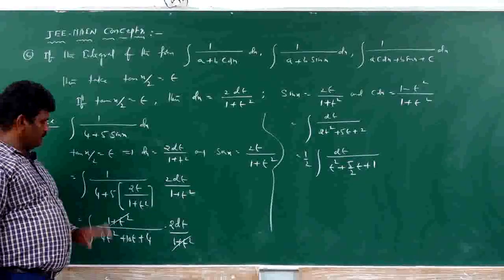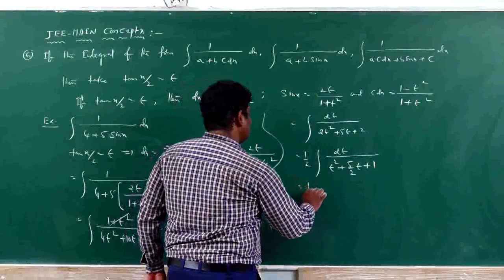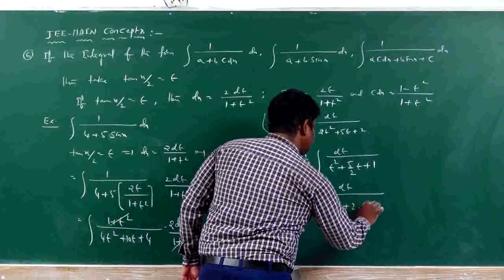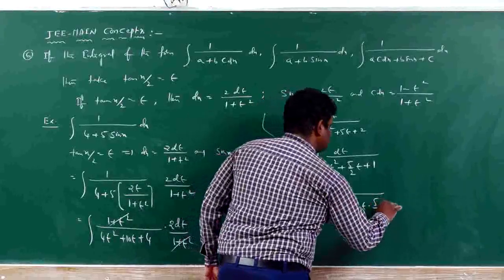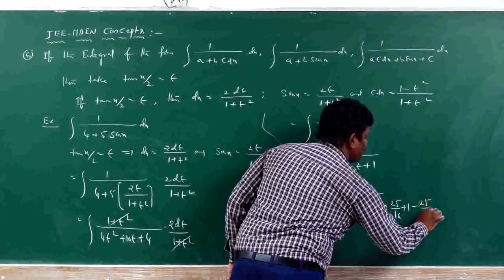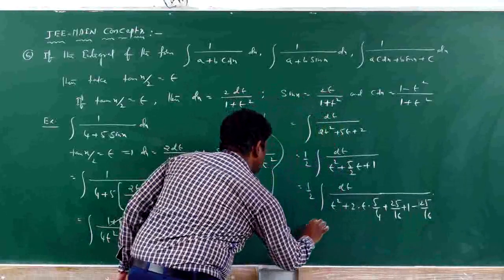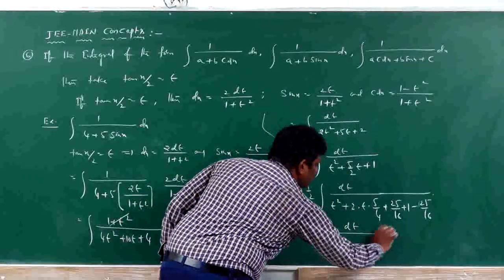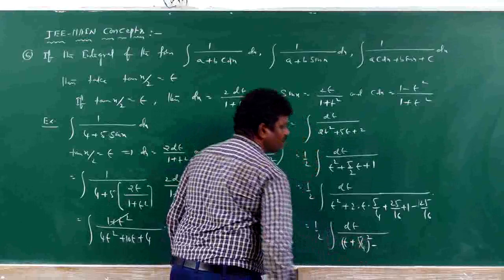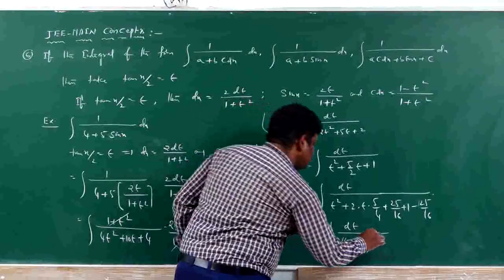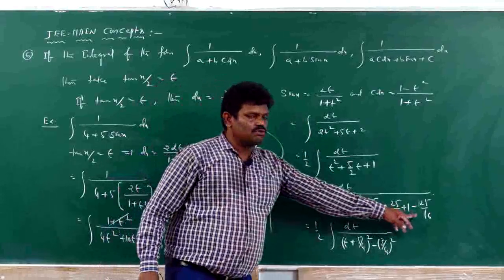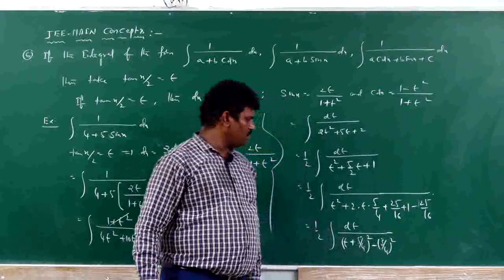So 4t square plus 10t, right. Next, writing this value, it is equal to 1 by 2 integral dt by t square plus 2 into t into 5 by 4 plus 25 by 16 plus 1 minus 25 by 16. That is equal to 1 by 2 integral dt by (t plus 5 by 4) whole square plus 16 minus 25, which is 9 by 16, meaning (3 by 4) whole square.